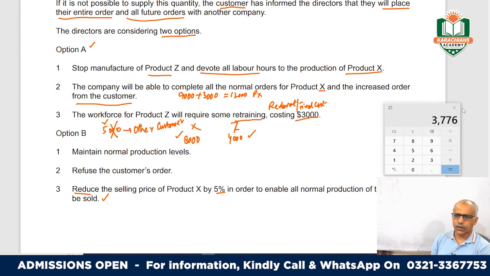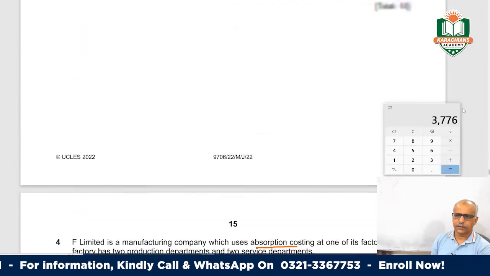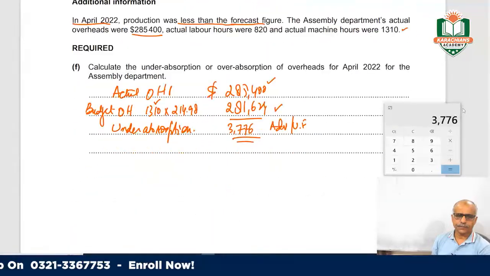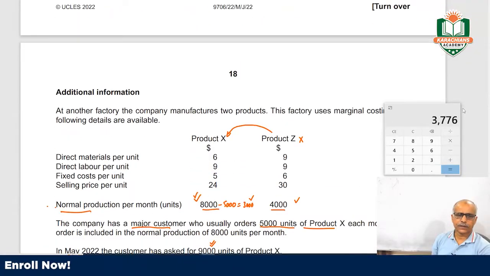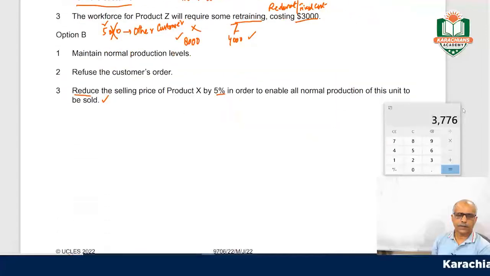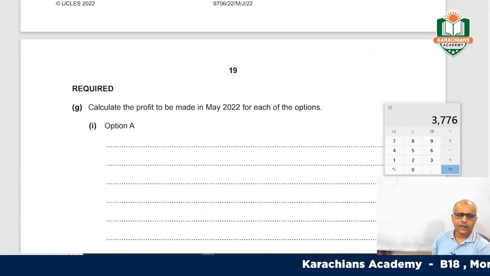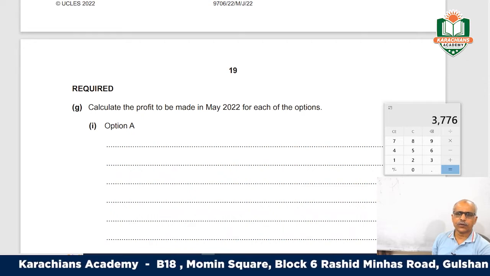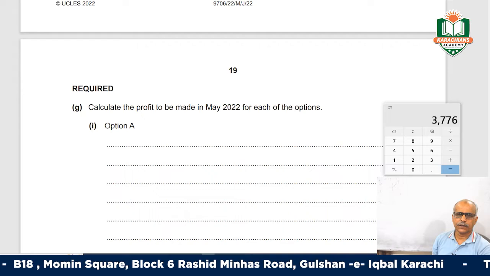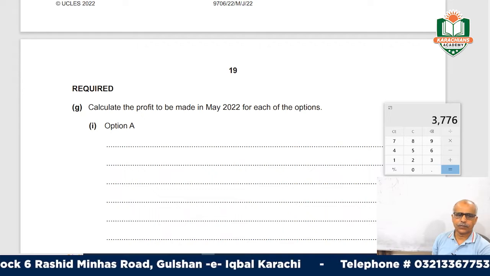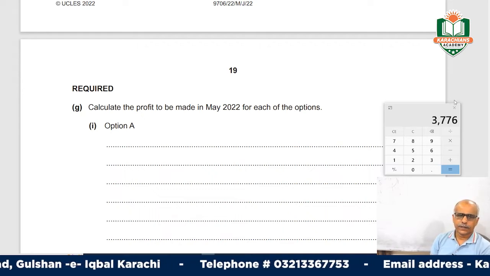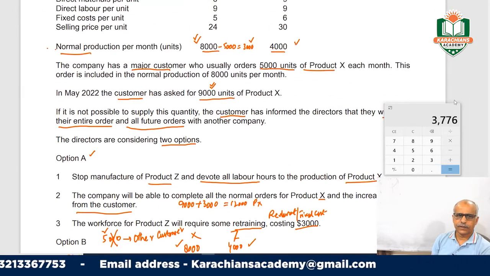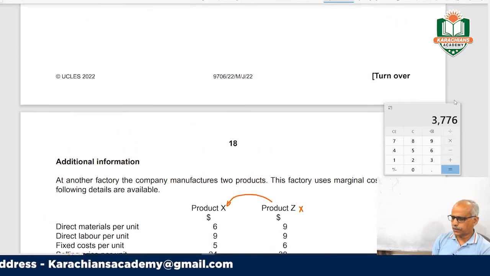So what is required is, they have two options. Calculate the profit to be made in May 2022 for each of the options, option 1 and option 2. Both options you already have, so we will be working with them.